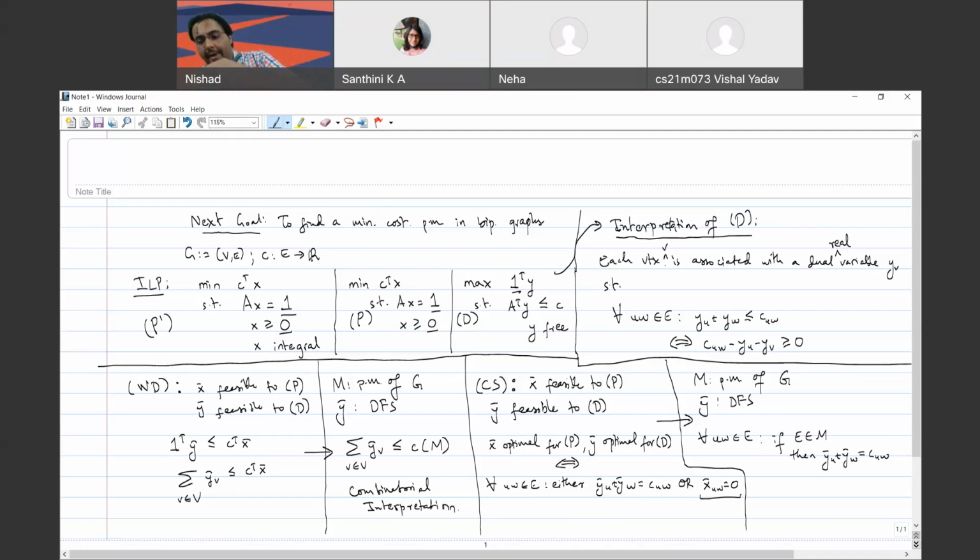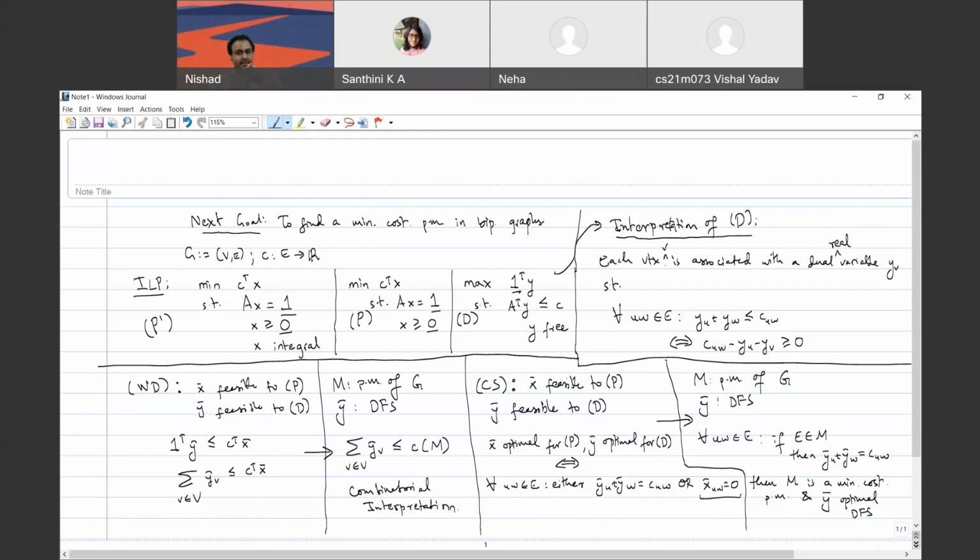If this is true for every single edge of the graph, then you've got a minimum cost perfect matching and an optimal dual solution as well. Then M is a min cost perfect matching, and y bar is an optimal dual feasible solution, and therefore you have your certificate of optimality.